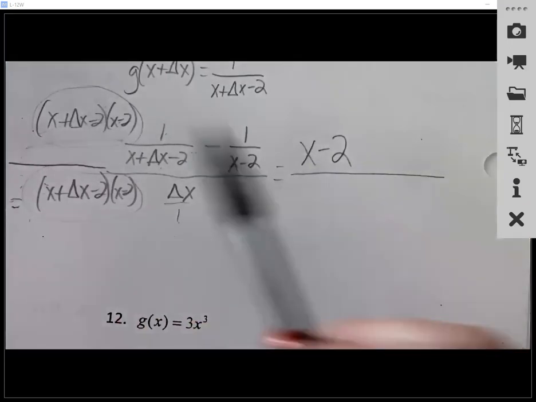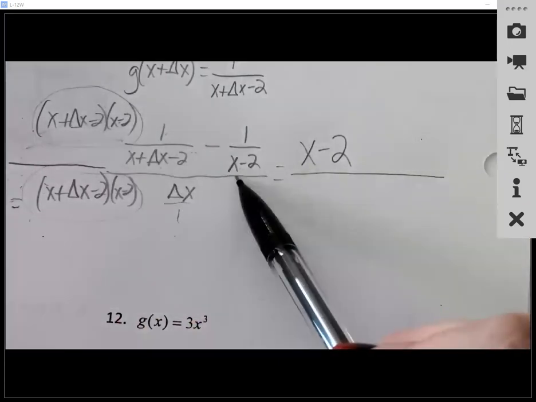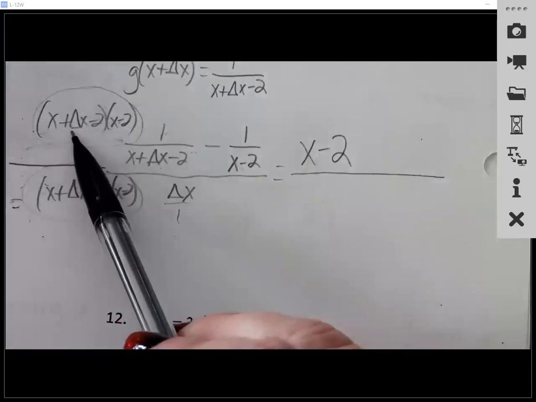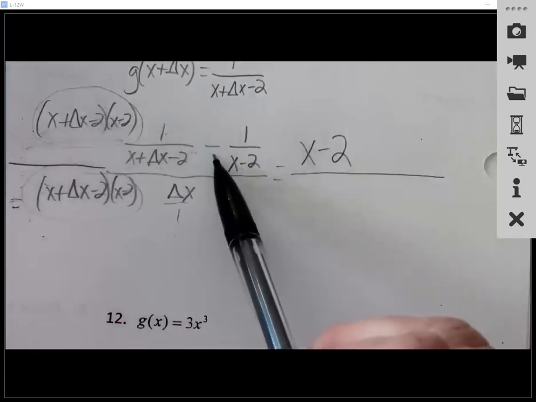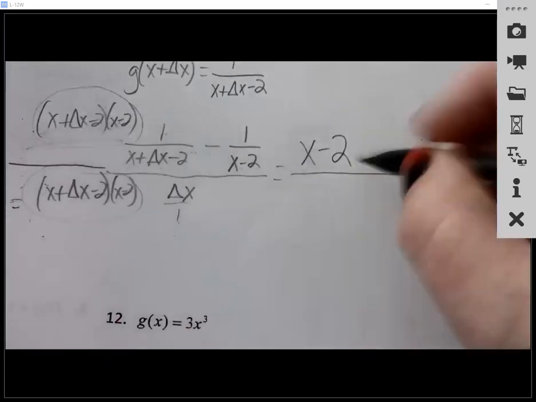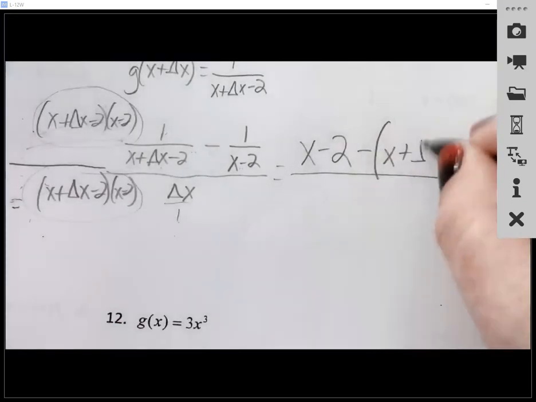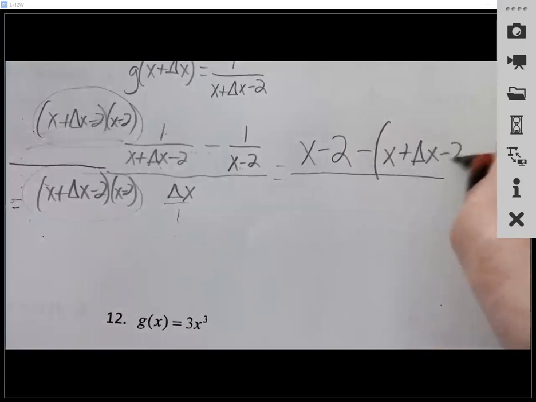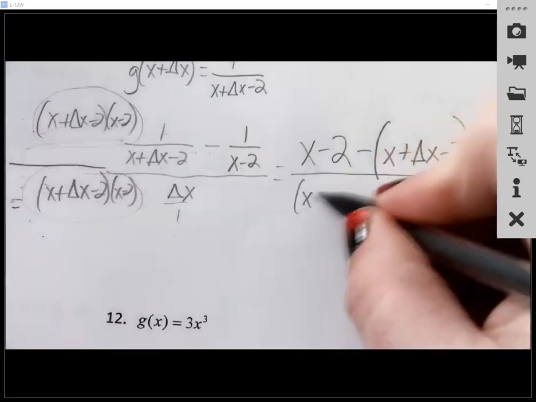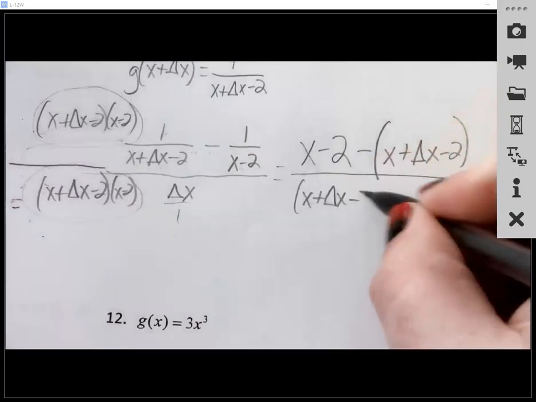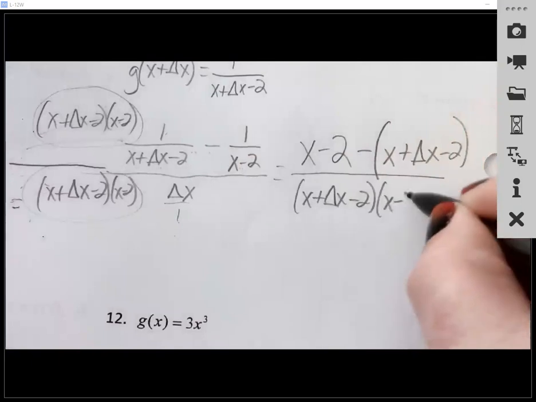Now I have to do this whole thing times my second fraction. The x minus 2's will cancel, but now I'll have this whole thing times 1. And remember, I'm subtracting it, so I'm really going to be doing minus all of it: x plus delta x minus 2. Downstairs, I'm really kind of unlucky here because nothing cancels. So I literally have x plus delta x minus 2 times x minus 2 times delta x.